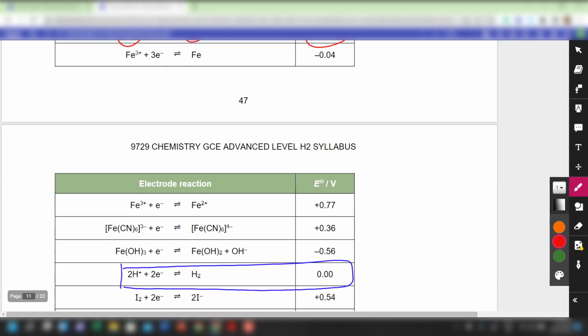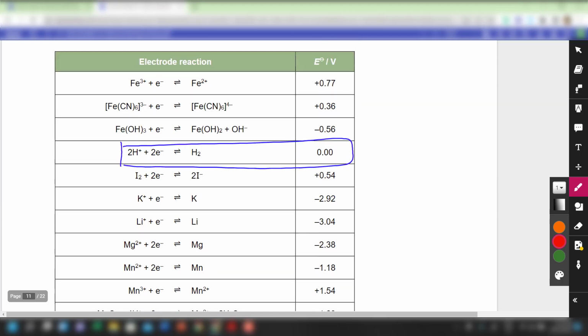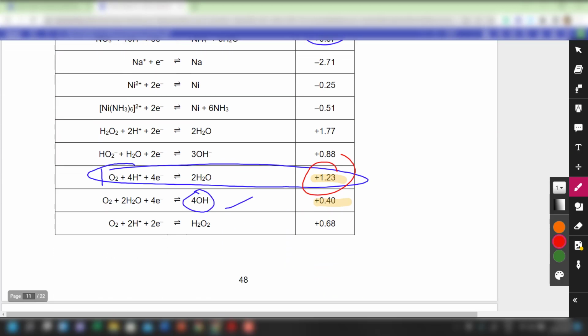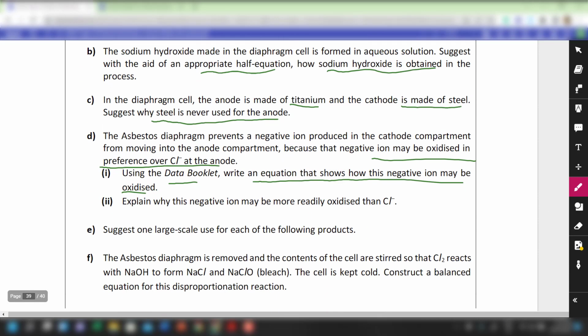So from the data booklet, let us try to find one involving OH minus. I think this is the one. So OH minus can be oxidized to oxygen gas and water, and in the process 4 electrons are involved. So we can write that in over here. So 4 OH minus will be oxidized to oxygen gas plus 2 H2O and then plus 4 electrons.